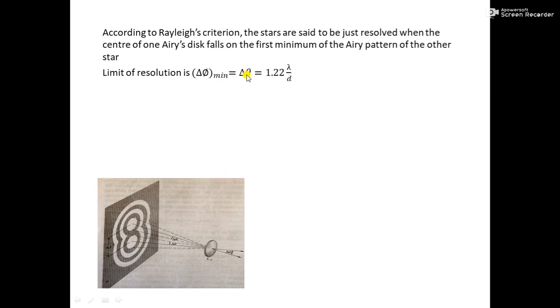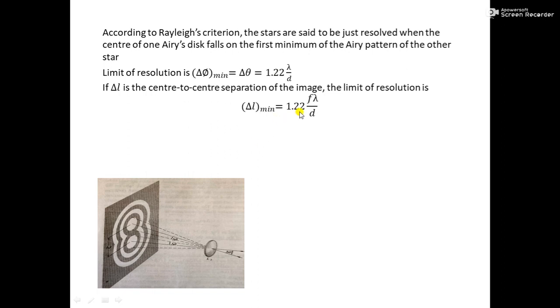The minimum resolvable angular separation, or angular limit of resolution, is delta phi, equal to delta theta, equal to 1.22 lambda by d. And if delta L is this distance, delta L minimum has the value 1.22 f lambda by d, and delta L is the center to center separation of the images.